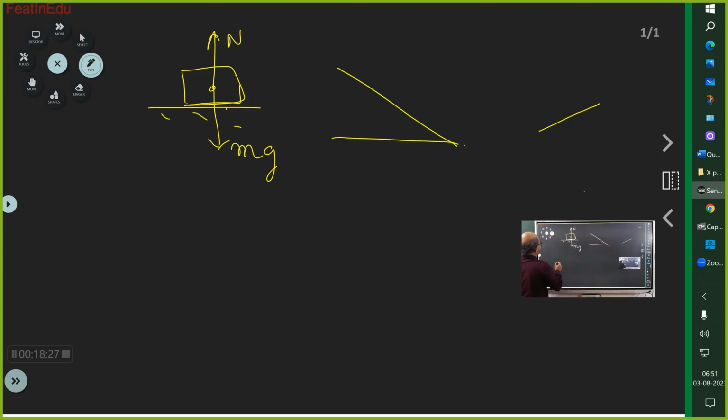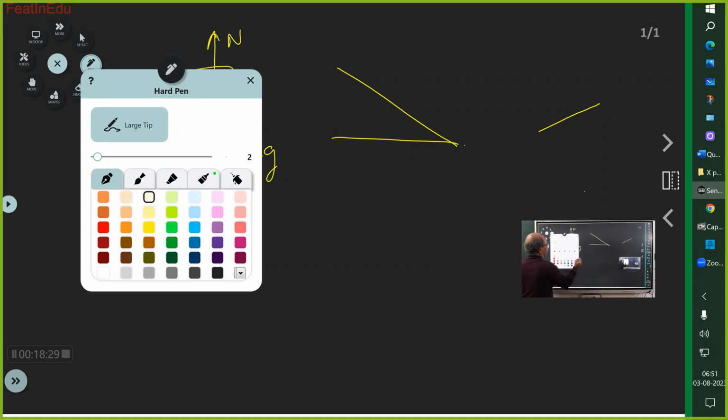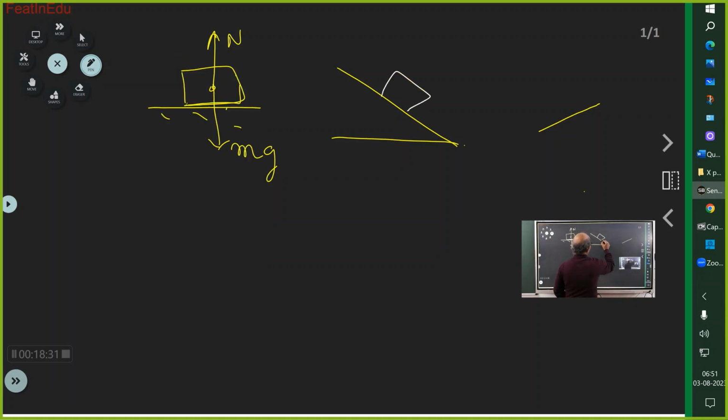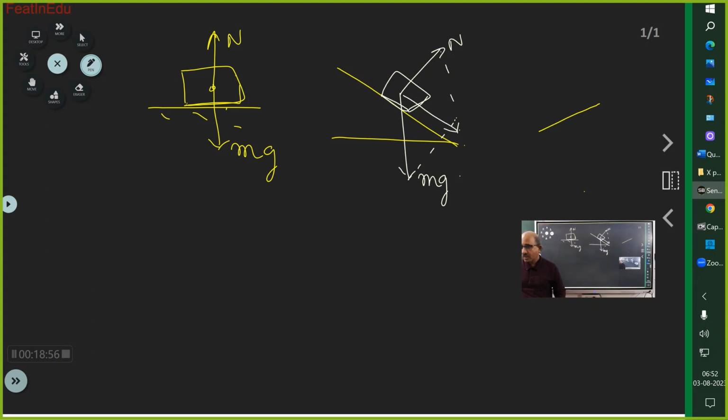Now I am going to keep it tilted, and I am keeping the duster on this. So you see the gravitational force is acting down, and the normal is acting like this. Normal will always be perpendicular to the surface. Hello, are you with me? Now what happens? The resultant of these two forces is in this direction.